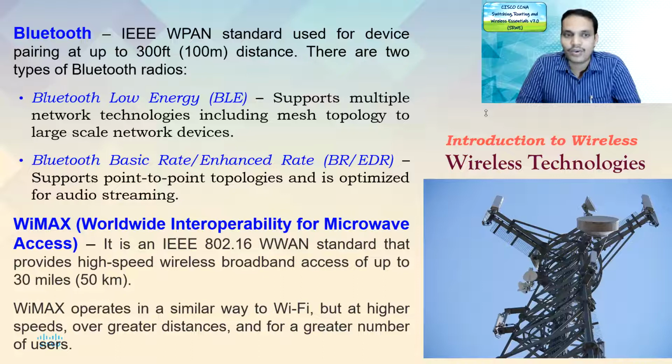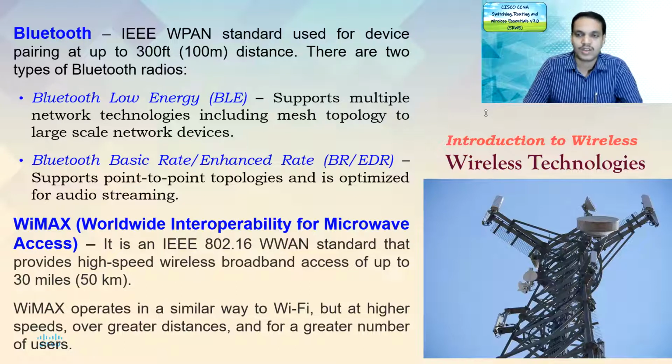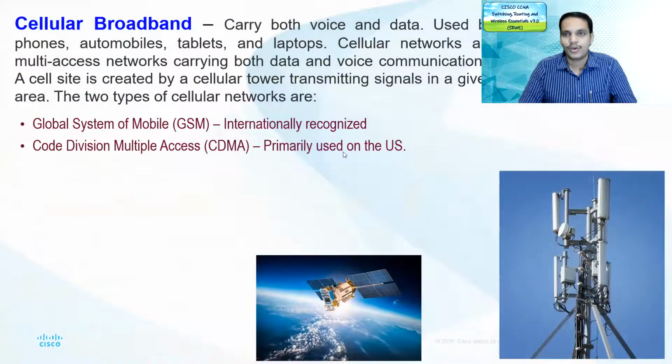The second option that we have is something called WiMAX. It stands for Worldwide Interoperability for Microwave Access. It is based on the IEEE 802.16 WWAN standard that provides high-speed wireless broadband access of up to 30 miles or even 50 kilometers. This operates similar to Wi-Fi, but it provides even greater speeds over greater distances and for a large number of users. Imagine maybe one or two towers that cover an entire city. That is the concept behind WiMAX. So moving on, the next category that we find is cellular broadband.